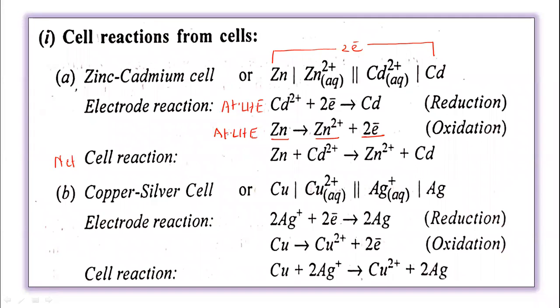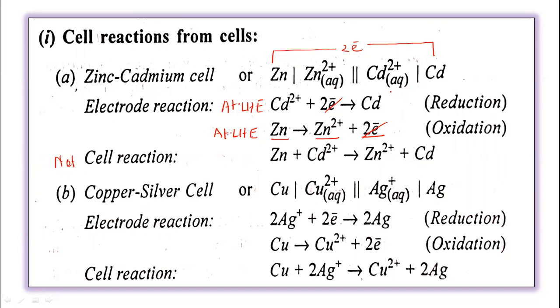Now the net cell reaction. We can add these two reactions. The electrons get cancelled, as they are on both sides. So zinc reacts with cadmium 2+ ion, forming Zn2+ ion and cadmium metal. So this is the net cell reaction or total cell reaction of this zinc cadmium cell.